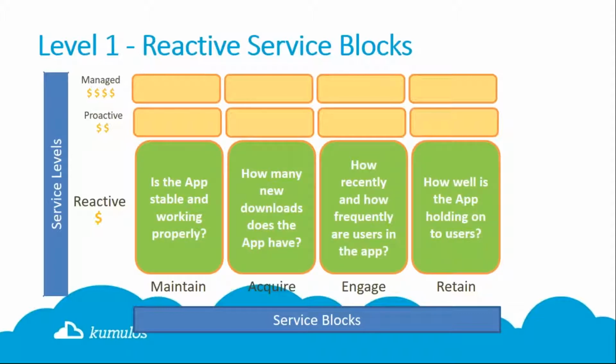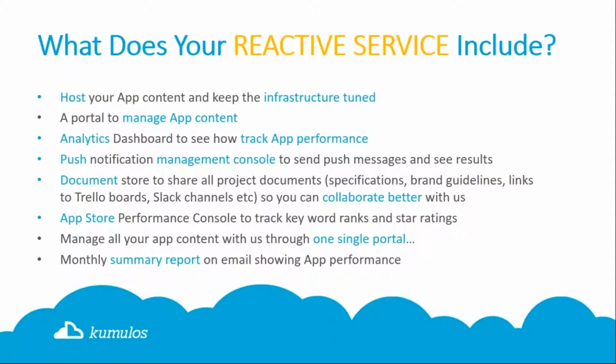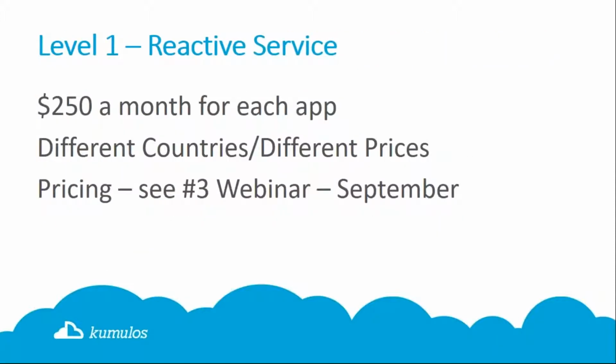The reactive service typically would include a whole bunch of different things, and I won't go through and read this. You'll be able to pause this part of the presentation in the recorded webinar if you really want to read this stuff. But the whole idea is that you're defining in detail exactly what the reactive service would include, and stating a price that you would get for that. So in this example, a working example of $250 a month for each app that you're managing for them is just a rule of thumb. I'm obviously going to go into pricing a lot more in the next presentation.